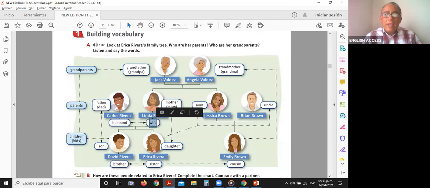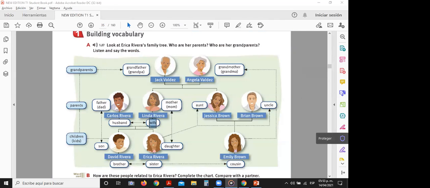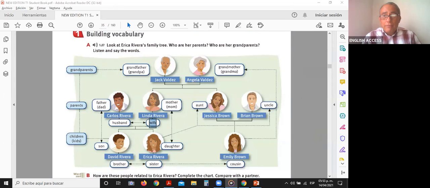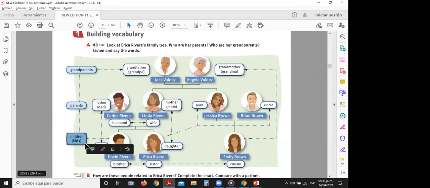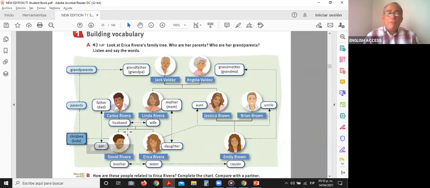Wife. What does wife mean? Esposa. No Wi-Fi del internet, eh? Wife. Children. What does children mean? Niños. In this case, niños, los hijos. Or kids, los niños. Referring to a family. Okay, very good.